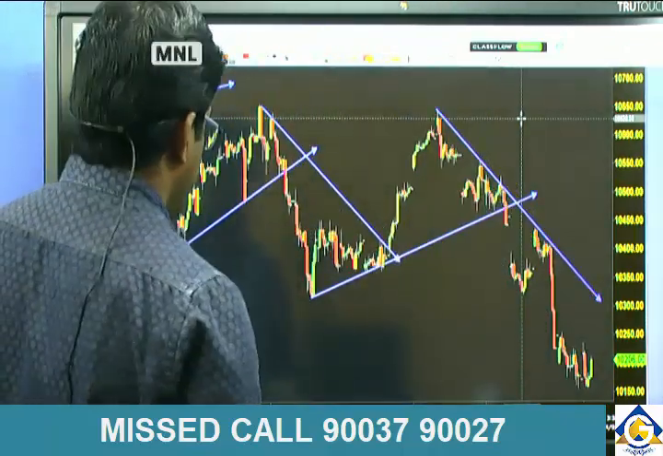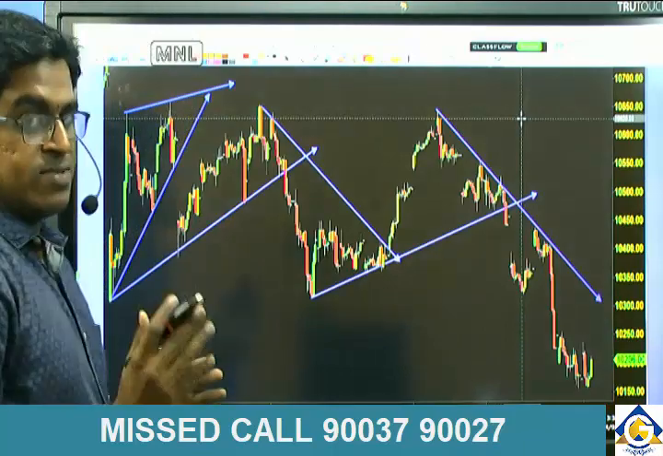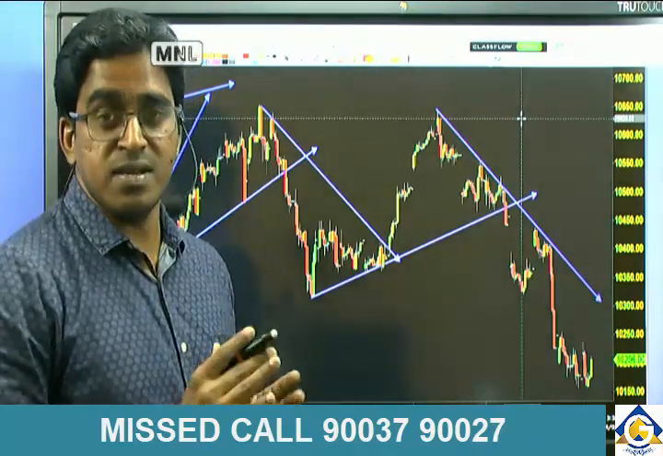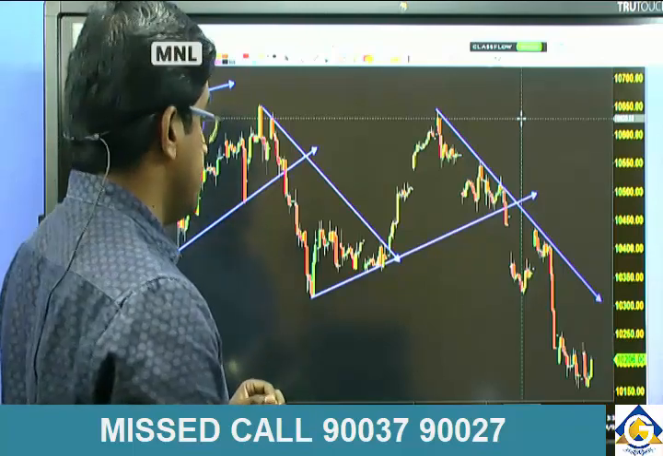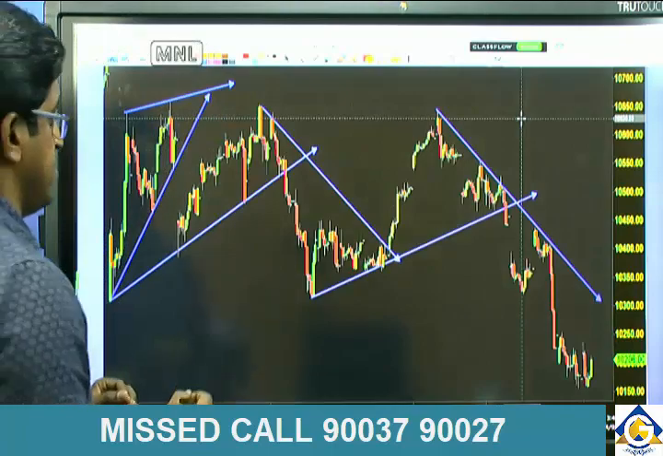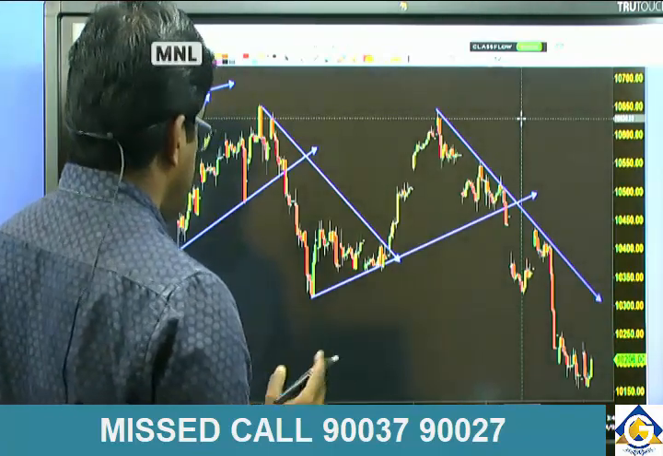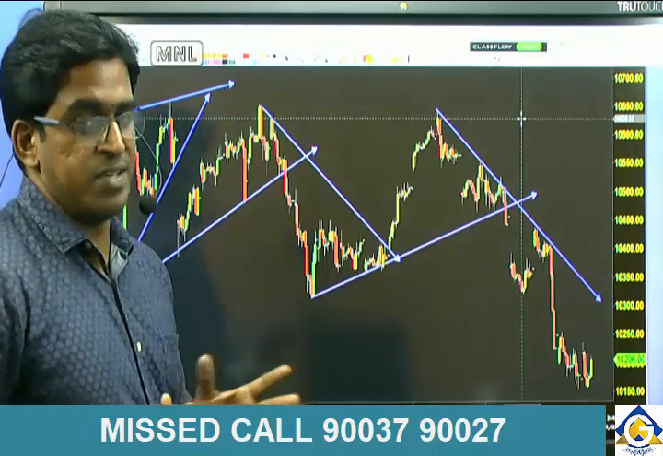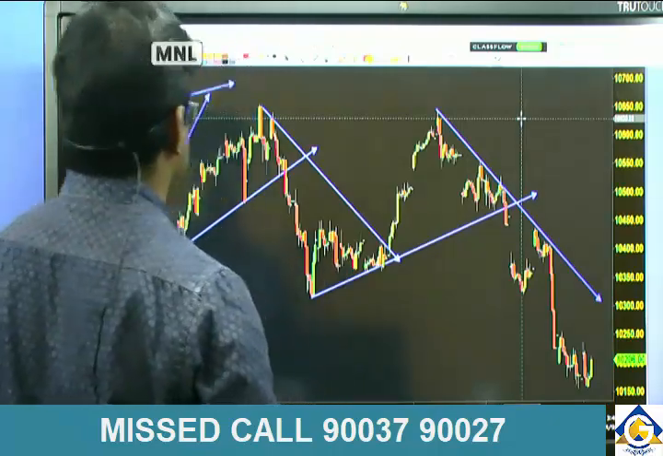So diagonal support and resistance lines are called trend lines, and it is particularly a zone, not a single straight line. That's what you need to understand. And also you need to modify the trend lines according to the change in the price action. That we'll be looking at later.